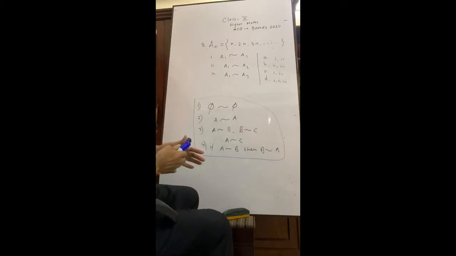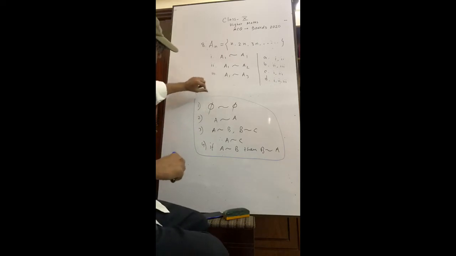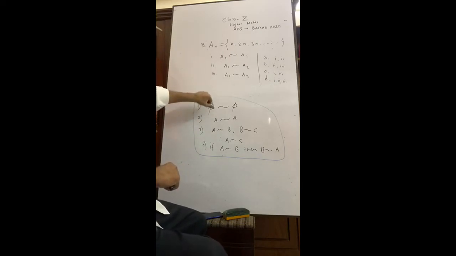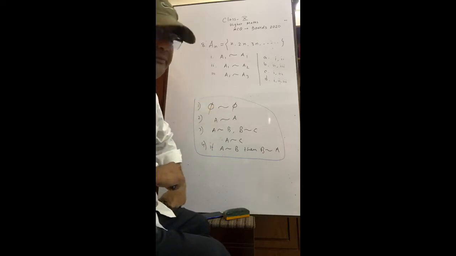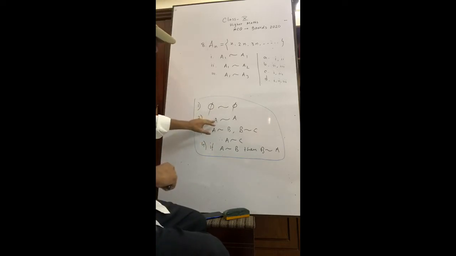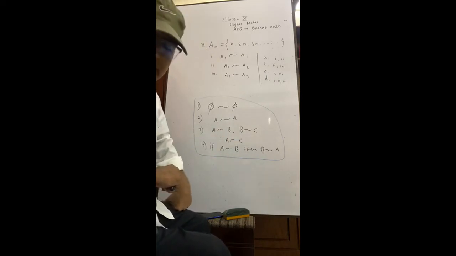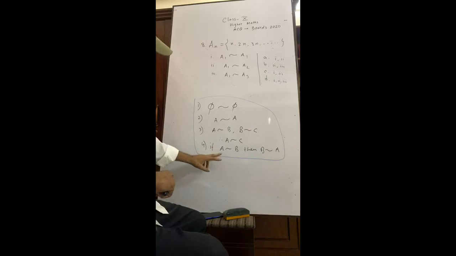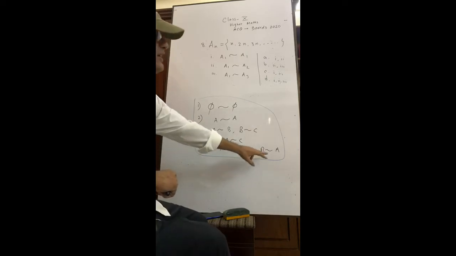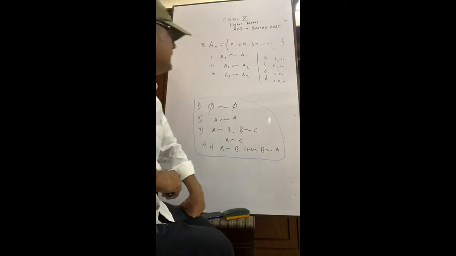Please try to understand. The empty set is equivalent to itself. Any set A is equivalent to itself. If A is equivalent to B and B is equivalent to C, then A is equivalent to C. If A is equivalent to B, then B is also equivalent to A.